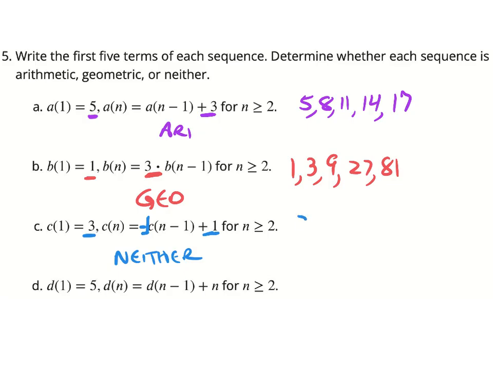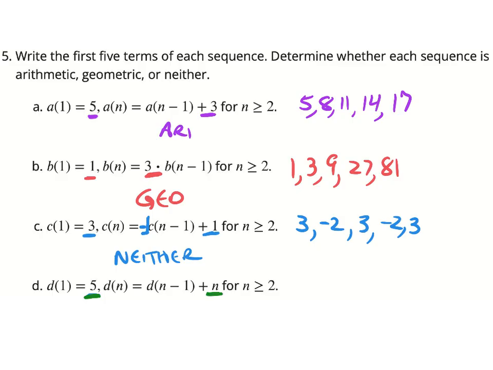So our first term is 3. Multiply 3 by negative 1. 3 times negative 1 is negative 3 plus 1 is negative 2. Negative 2 times negative 1 is positive 2 plus 1 is 3. And then negative 2 and 3. This oscillates back and forth. Doesn't grow, really.